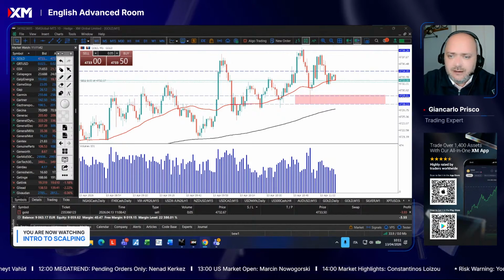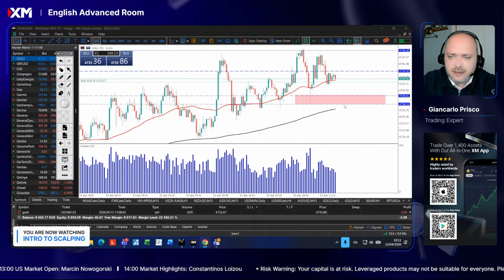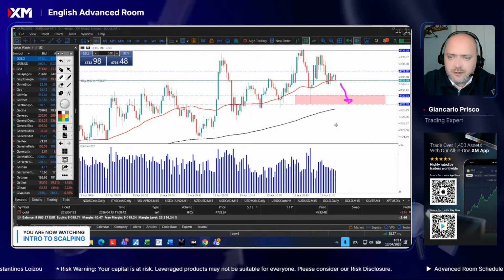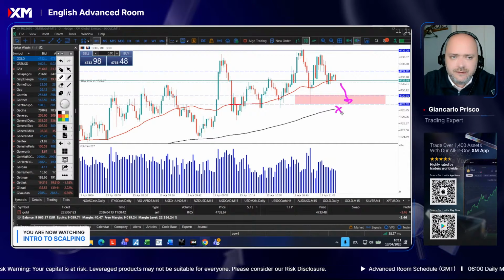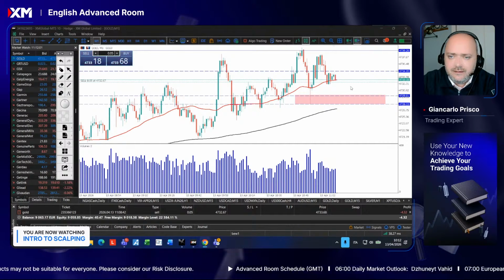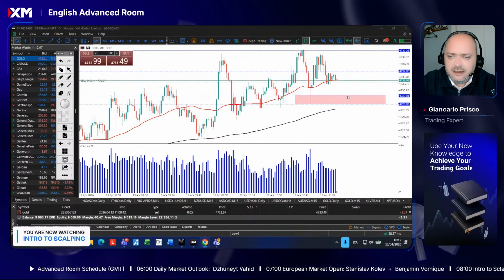Now we see that price is trying to attack this zone. Now we will see if we have a fast drop and price could attack. Our target is this one. Of course, the 200 moving average will be fantastic, but we have to wait and see if we can arrive at least on 4,730. It's a good target.